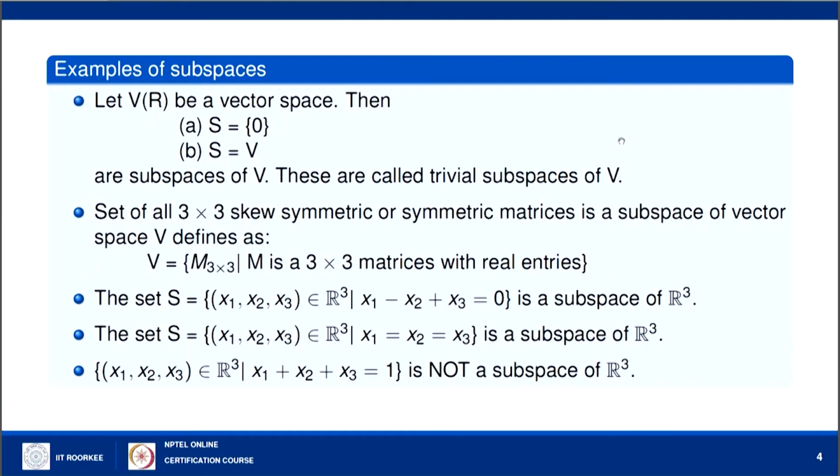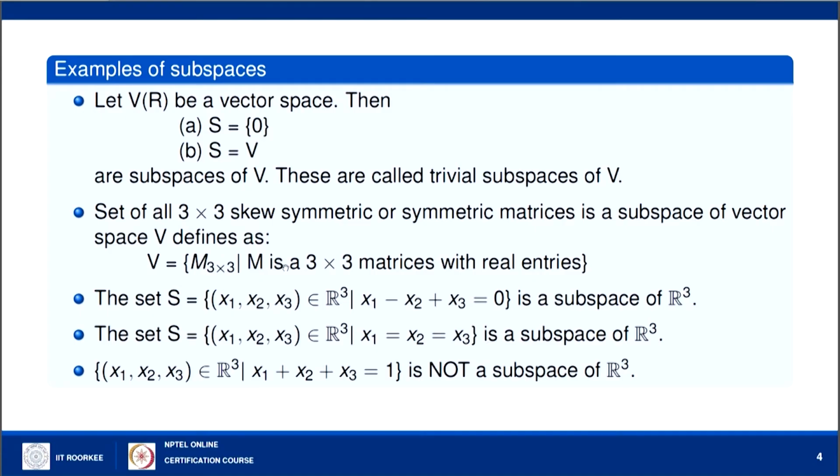Now, come to the examples of subspaces. If V is a vector space over the field R, then S equals 0, means S is the subset of V containing only the 0 vector, and S equals V, the whole set V, are subspaces of V. These subspaces are called trivial subspaces of V. The set of all 3 by 3 skew symmetric or symmetric matrices is a subspace of a vector space V defined as V equals M3 by 3.